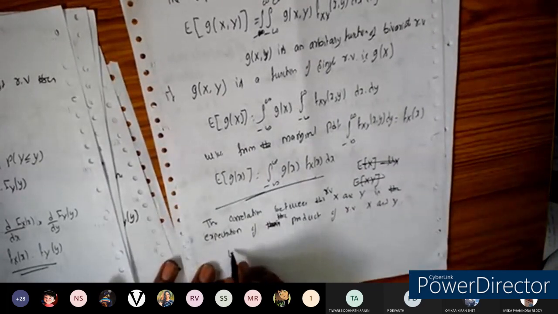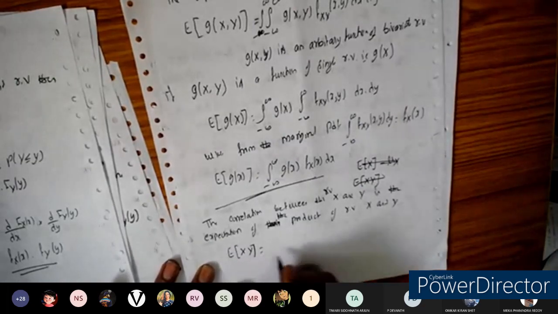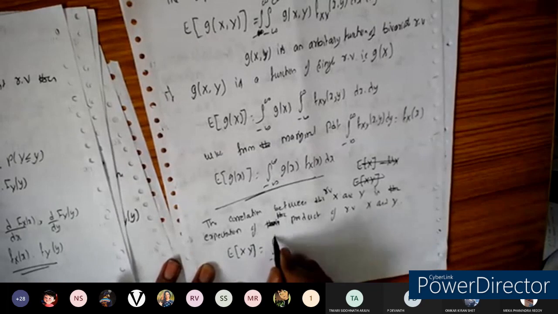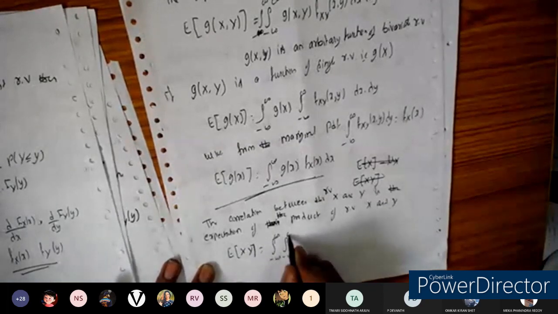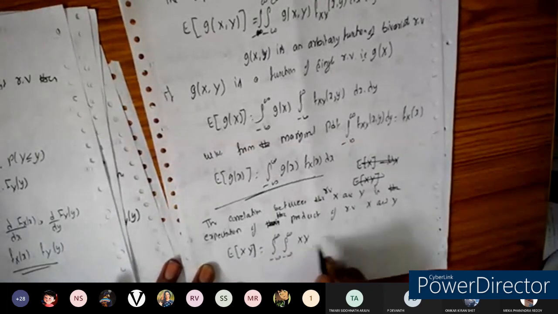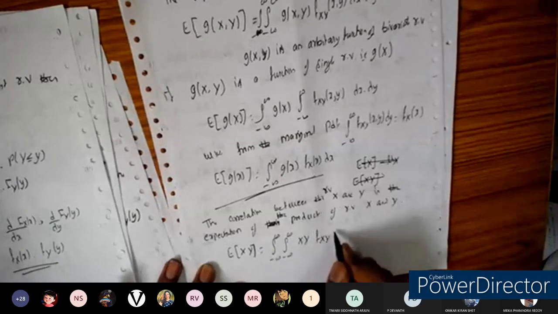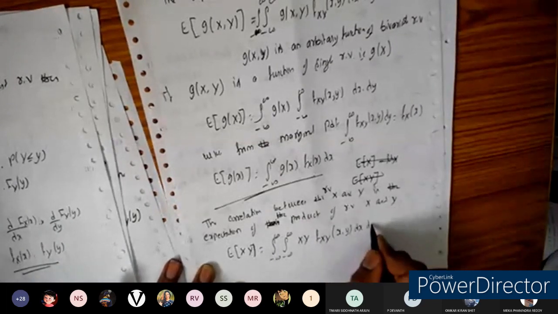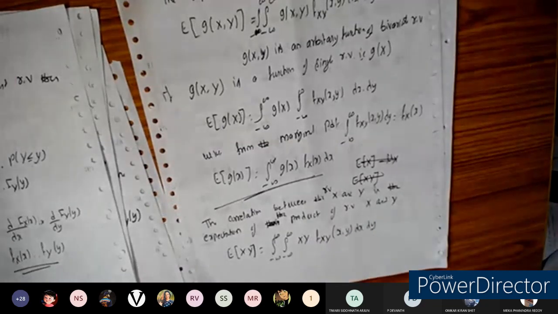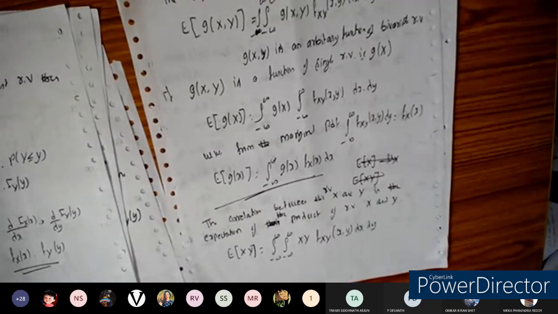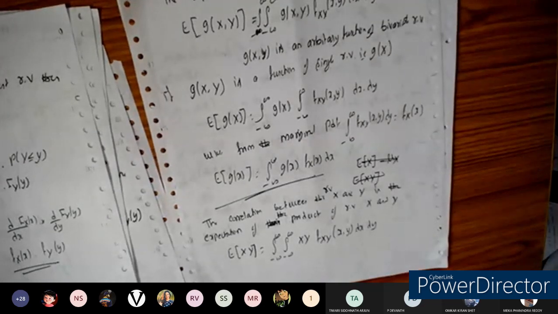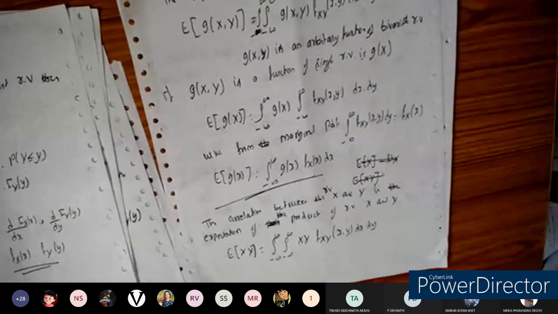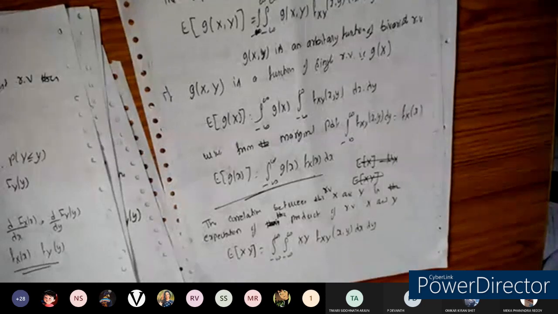So we call this the expectation of x and y. We know that the expectation of x and y is nothing but the double integral of x y times the joint or bivariate density, into dx into dy. So this is called the correlation of the random variables x and y.